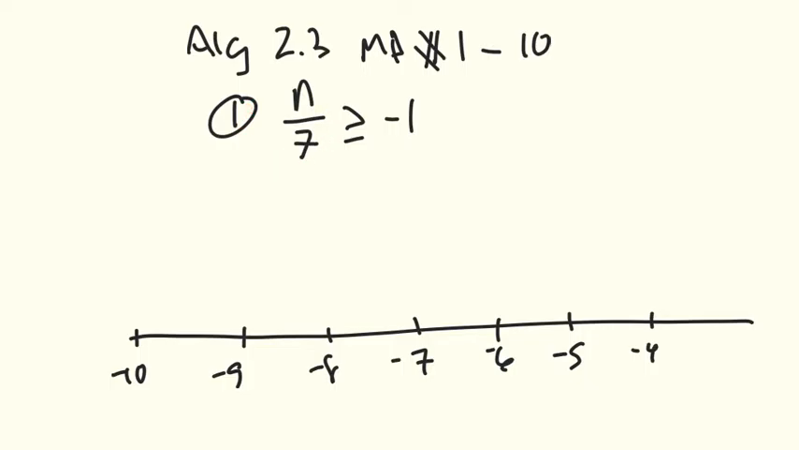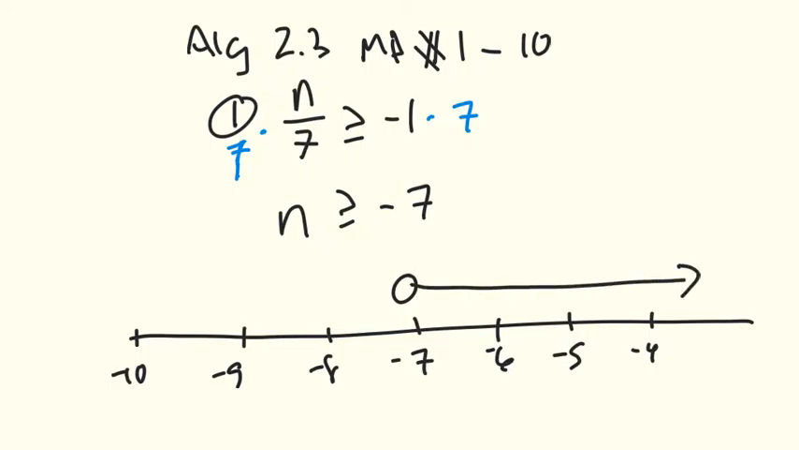All right, so here we have n divided by 7 is greater than or equal to -1. Well, if it's n divided by 7, then we're going to have to multiply both sides by 7. And we end up with n is greater than or equal to -1 times 7, which is -7. We will circle -7, and we're interested in all the numbers that are bigger than -7. And we again check, since this is an or equal to, we fill in the little circle because -7 is considered part of the solution.